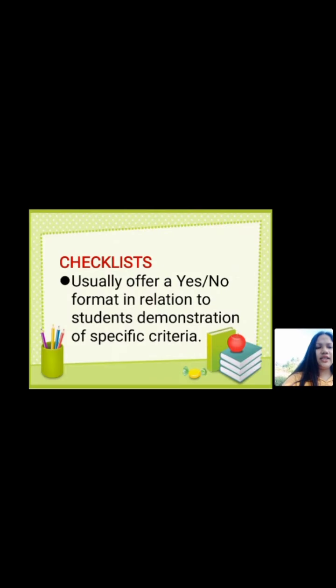In a checklist, there are only two options. It's either yes or no. It can be compared to a switch. For example, it's either on or off. The teacher will only choose if the particular student demonstrates the behavior he or she is observing.